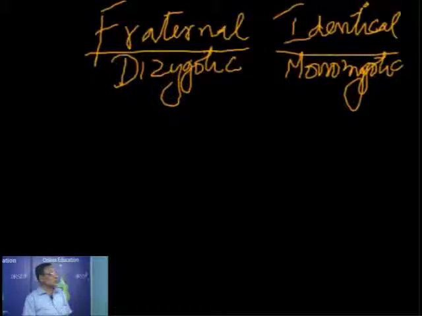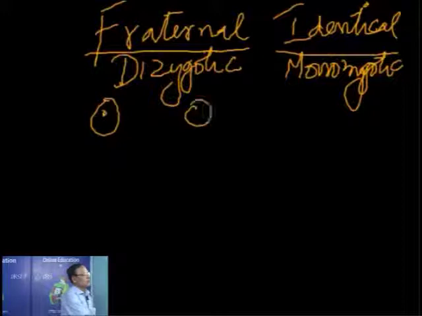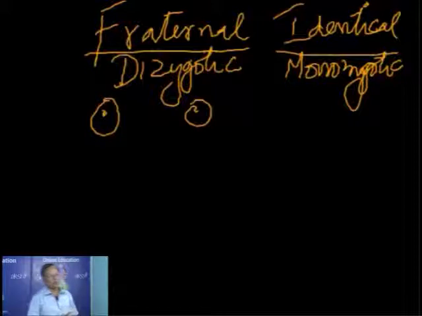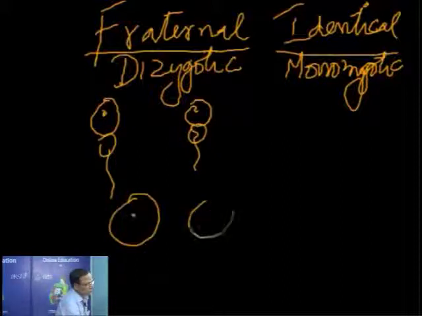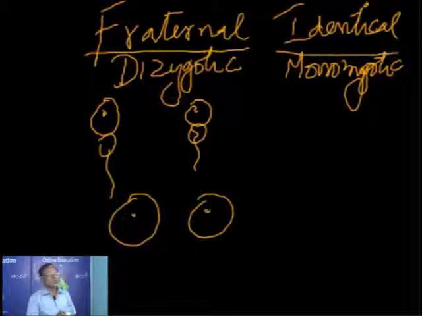So what is the meaning of that? In the case of fraternal twins, two eggs are released, by the right ovary or the left ovary. Normally only one egg is released at a time, but in this case two eggs are released by both the ovaries at a time, and these two eggs are fertilized by two different sperms. So we get two different zygotes, and each one develops into an individual. Hence they are called dizygotic twins or fraternal twins.